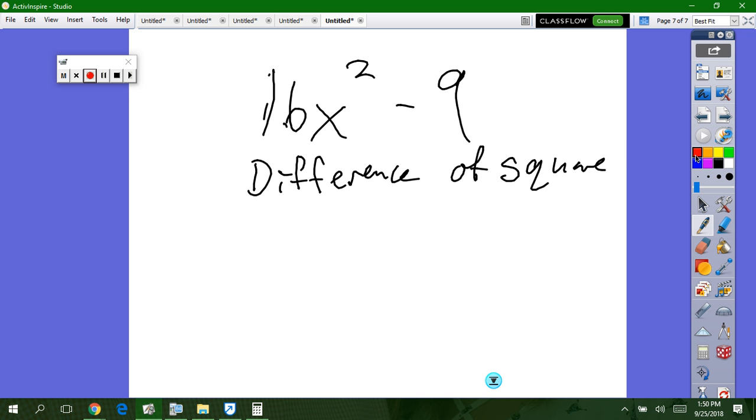What's the number in the middle even though it's not there? How many x's do I have? I have 0 x's, don't I? I have 16x squared, but I have 0 x's. Do you guys agree with that? Did I change the value of my expression by writing that? No. Okay, so here we go.